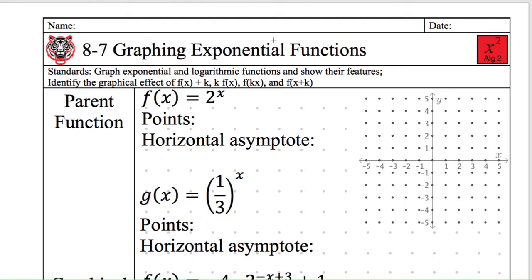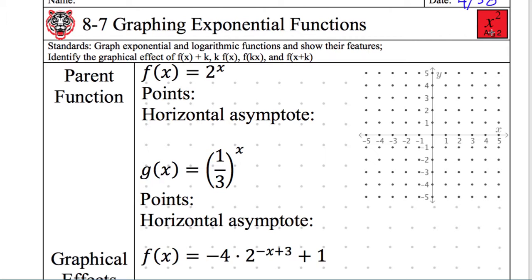All right, so we have these two standards. Today's date is April 30th, 2019. So let's talk about the parent functions. Parent functions are the easiest possible function. Let's talk about these two. f of x is equal to 2 to the power of x, and g of x is equal to 1/3 to the power of x. So generally speaking, there are always three easy points for any parent function.